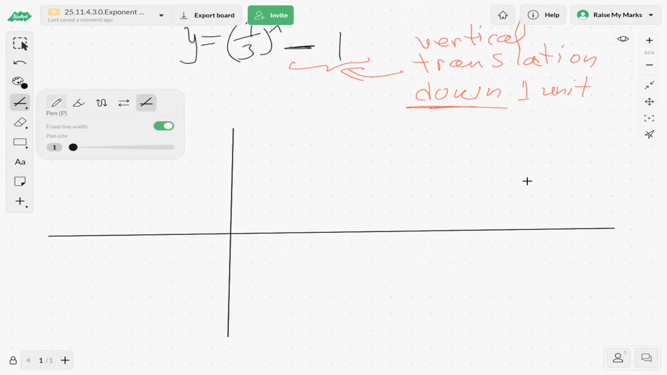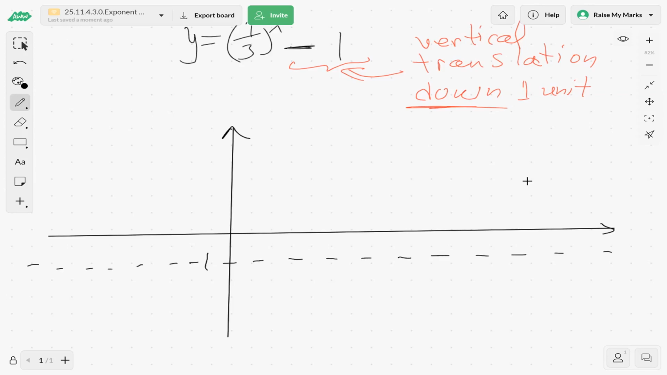I think we're okay. All right, so in this situation, since we're moving everything down 1 unit, we're going to take our horizontal asymptote and move it down 1 unit to y equals -1. So let's put a dotted line at our new horizontal asymptote. The equation of that line is y equals -1. Originally, our y-intercept was 1. That's going to be translated down 1 unit to 0. And everything else is going to remain the same.